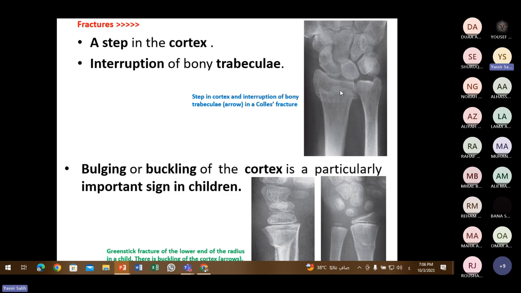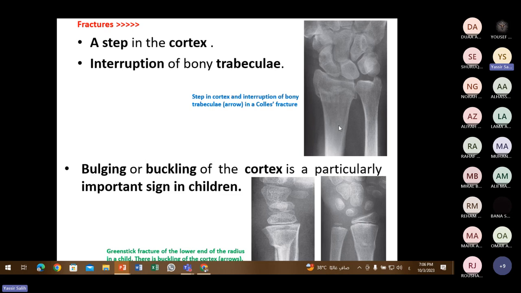And also if you look here, there is an interruption of normal trabeculation. Why does the interruption of normal trabeculation happen? Also due to overlapping of the two fragments. The two fragments overlapped or impacted into each other, so we get an alteration in the normal trabeculation.